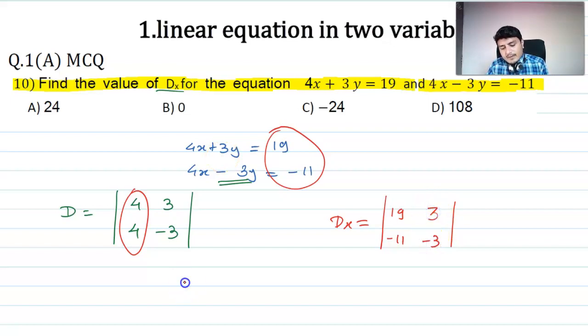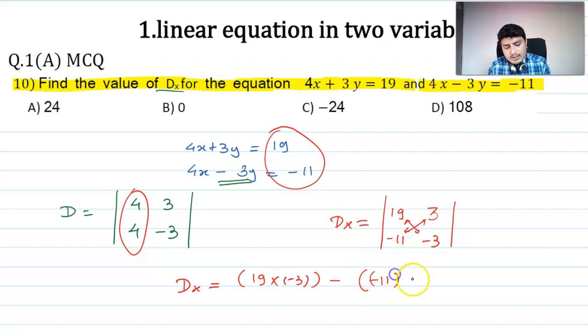Try to simplify now the 2 by 2 determinant. The first diagonal elements are multiplied: I am writing 19 into minus of 3. The middle sign is strictly minus. And the other diagonal elements are multiplied: we have minus of 11 into 3. So we are getting dx equals 19 3s are 57, so minus of 57.